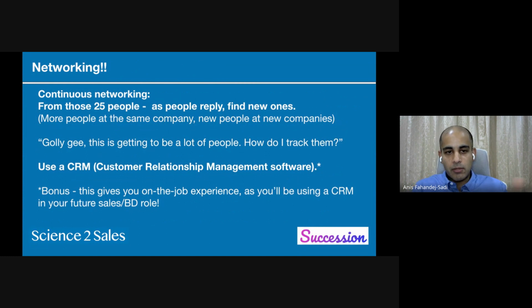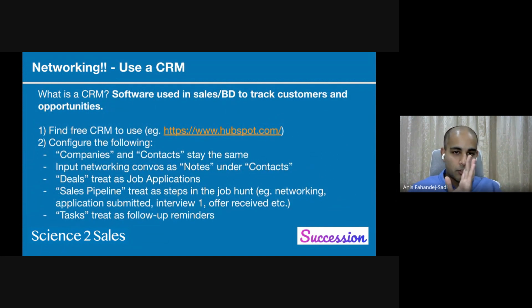Luckily for you, there's something called CRMs, or customer relationship management software. This is actually something you'll use in your role as a sales rep or as a business development rep. You've probably heard of Salesforce, and those things are tens of thousands of dollars. You don't need that. There are free ones that you can use and set up to help track your job search.